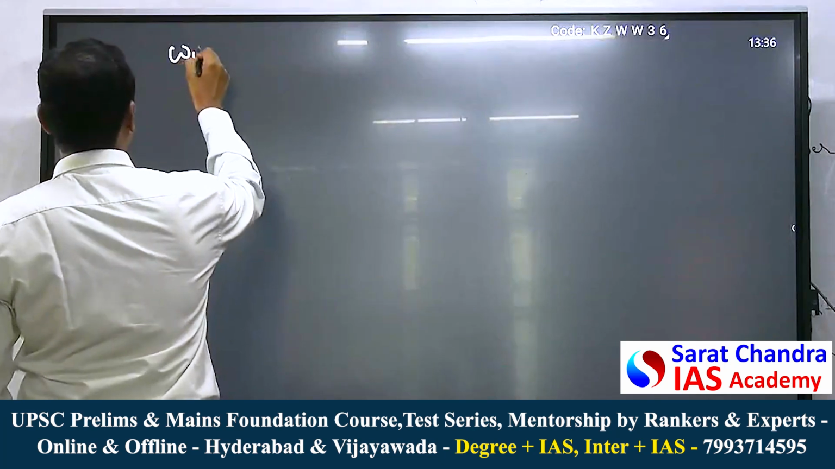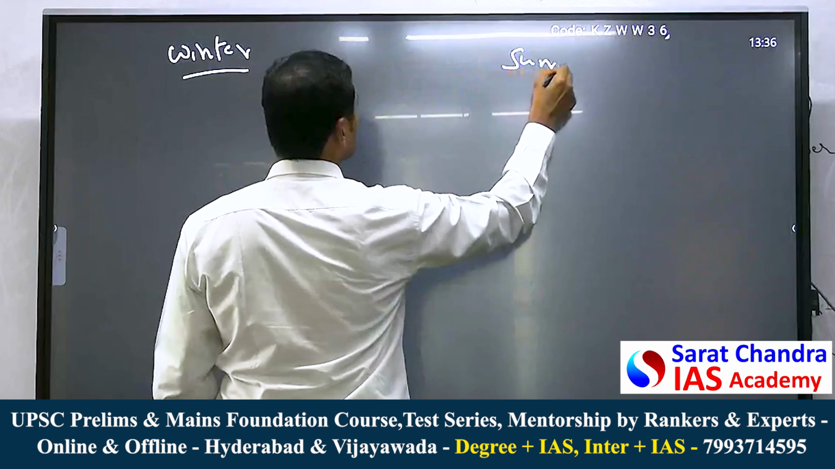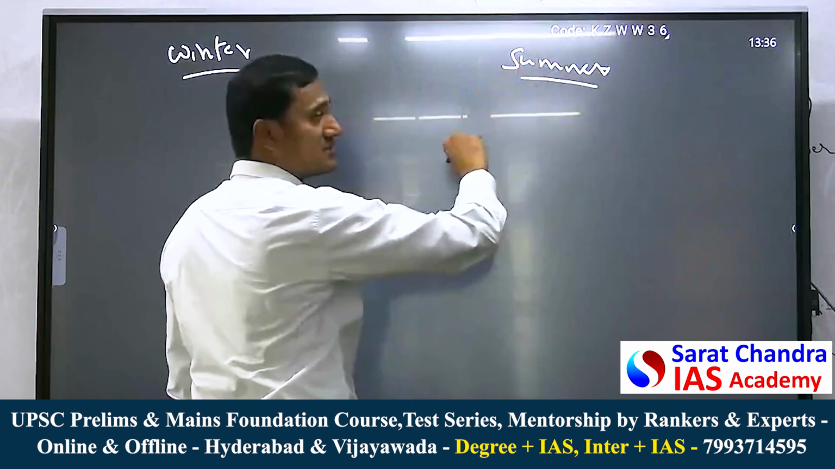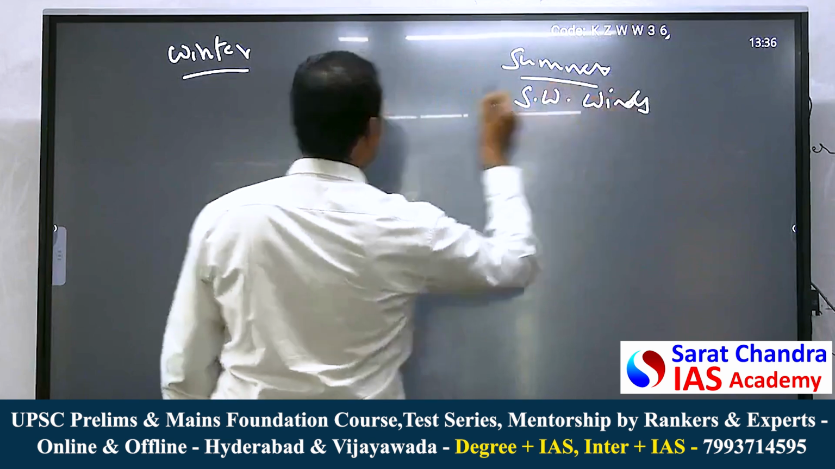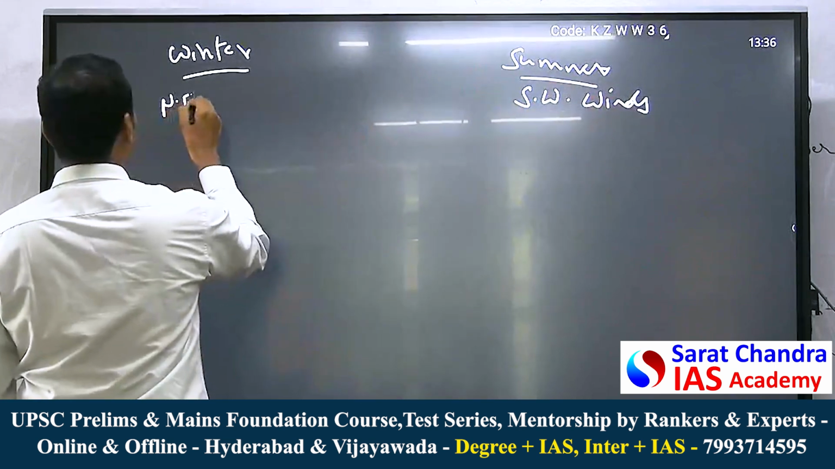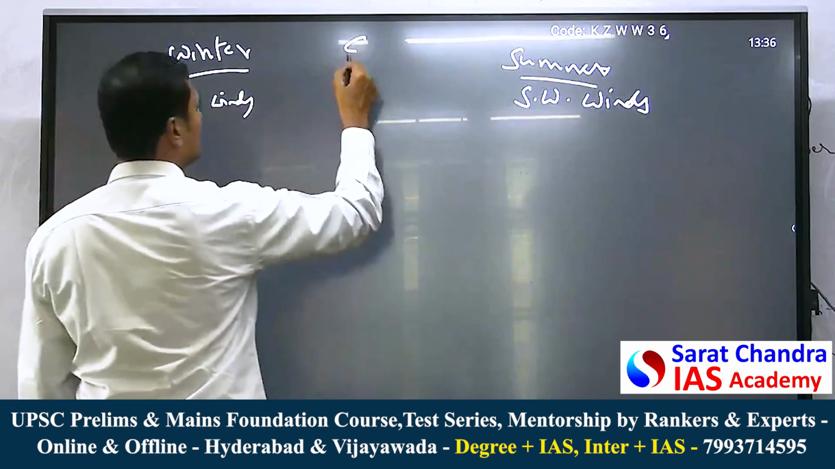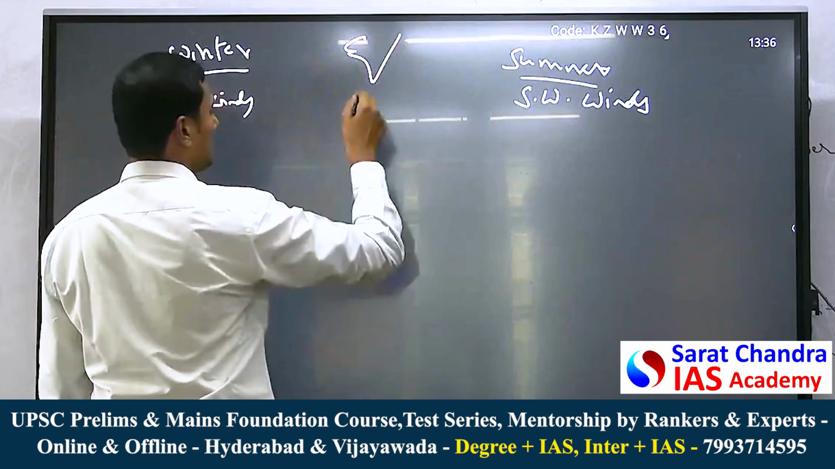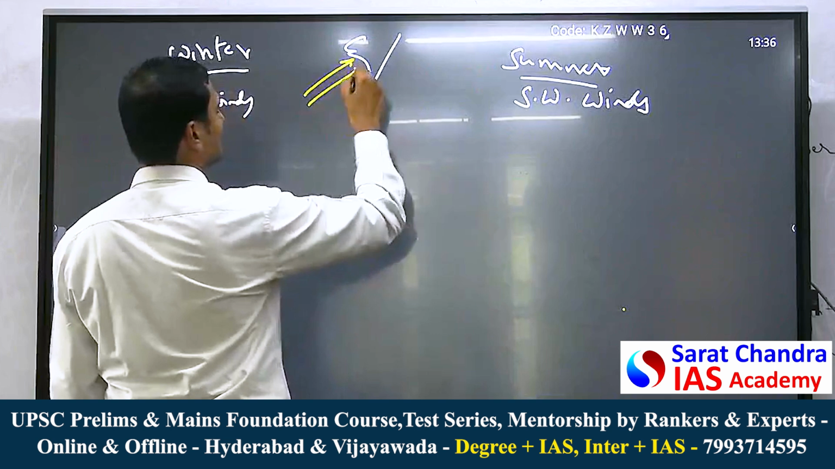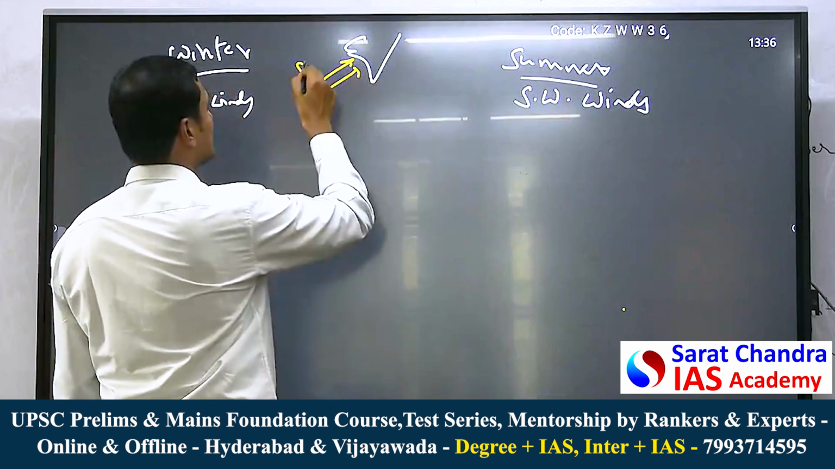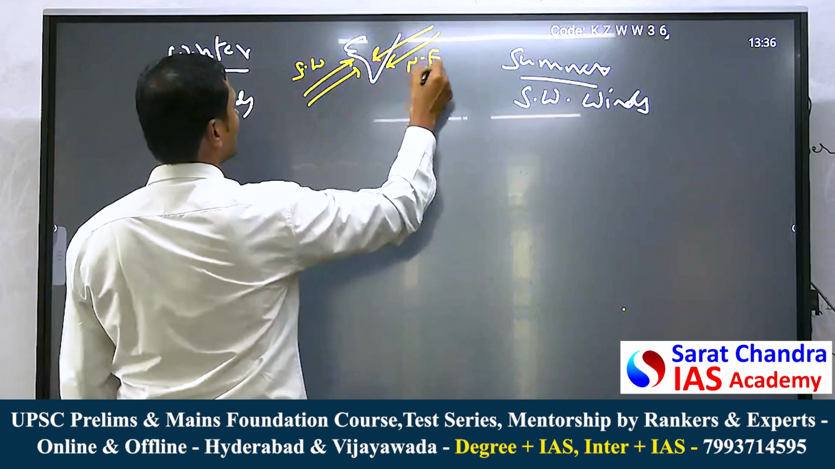During the winter season, another diagram is the summer season. In summer season, you have southwest winds. In winter season, you have northeast winds. See, this is India. In summer season, winds are like this, southwest winds. In winter season, it's like this, northeast winds.